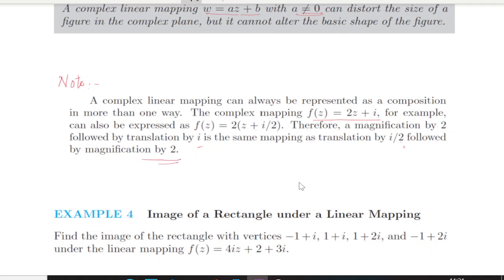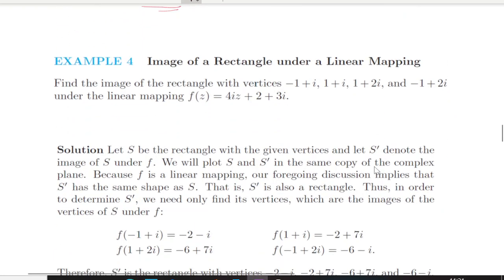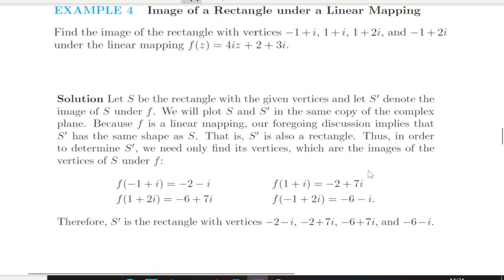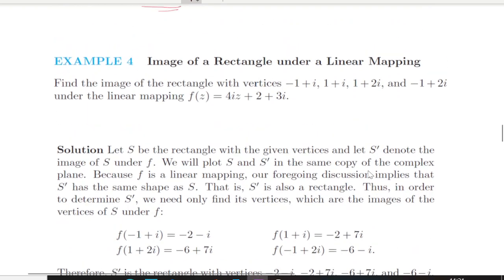Now let us examine what should be the image of a rectangle and next a triangle under a linear mapping. So here is the question. Find the image of the rectangle with vertices minus 1 plus i, 1 plus i, 1 plus 2i and minus 1 plus 2i under the linear mapping f of z equal to 4iz plus 2 plus 3i. Okay, so let us see how we can find this image.